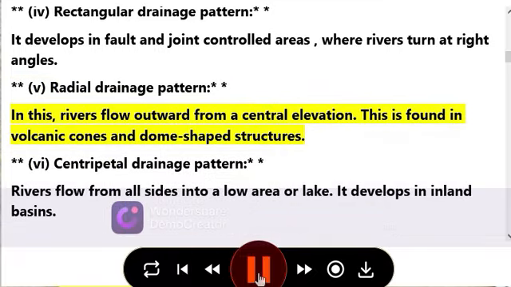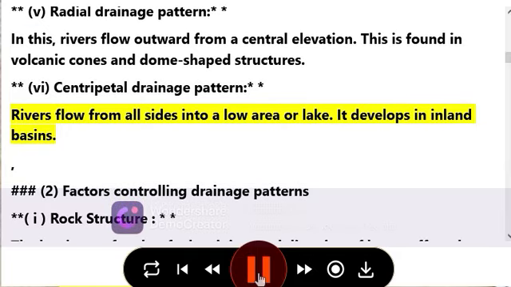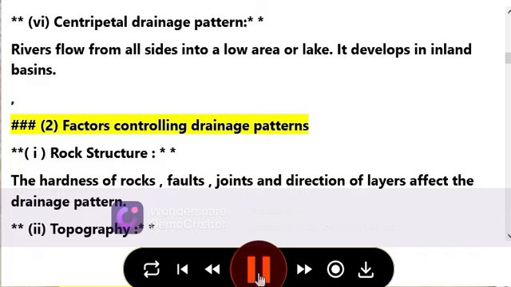5. Radial drainage pattern. In this, rivers flow outward from a central elevation. This is found in volcanic cones and dome-shaped structures. 6. Centripetal drainage pattern. Rivers flow from all sides into a low area or lake. It develops in inland basins.